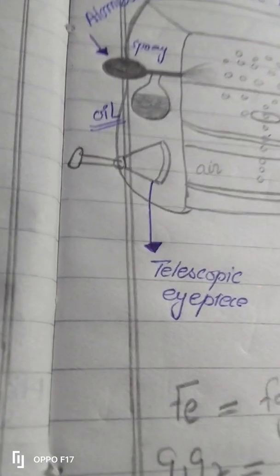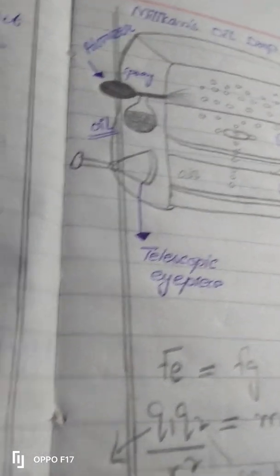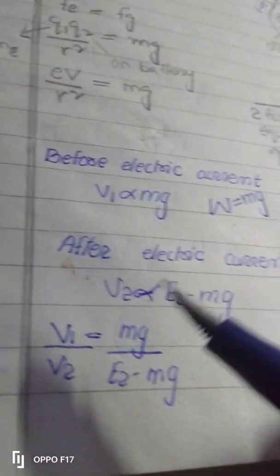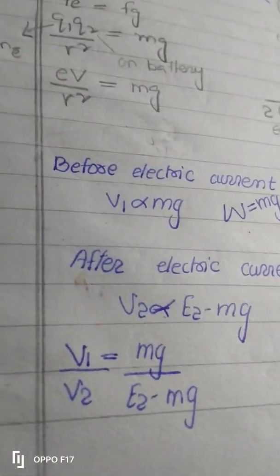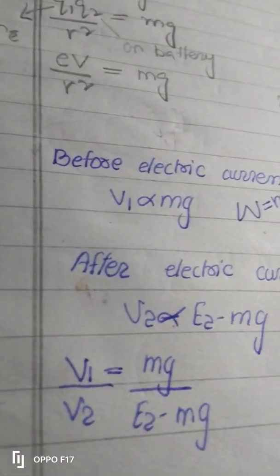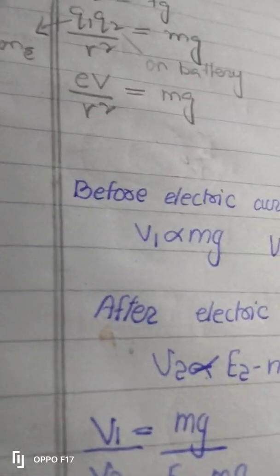As you can see, we have connected a telescope here in order to observe what's happening inside the metallic chamber. So we can easily find it, and g and E are both constant. So basically we have to find the charge. First of all we will find the charge of the electron, then we will find the mass of the electron.